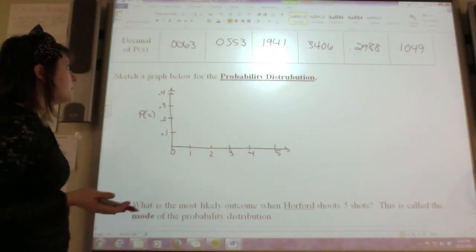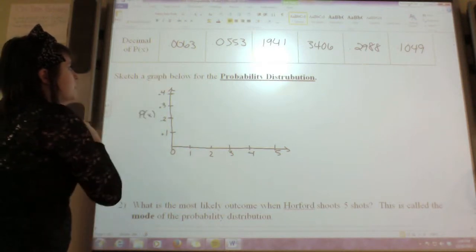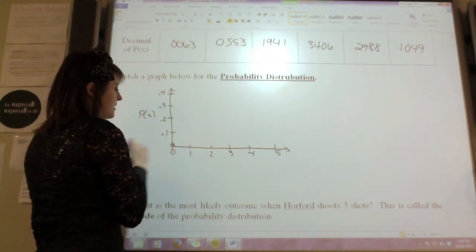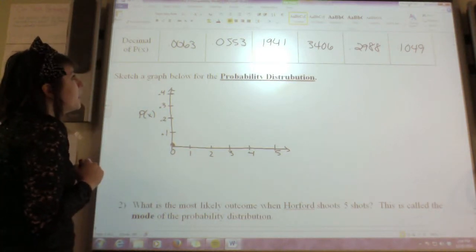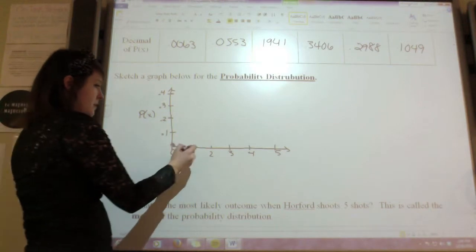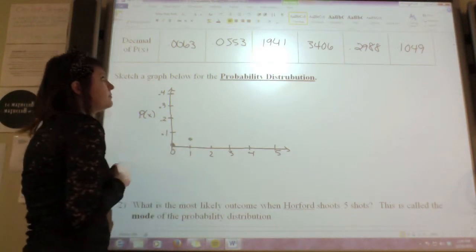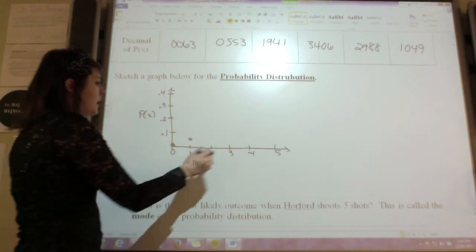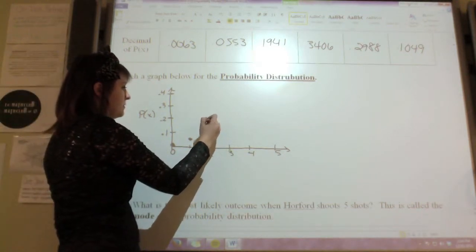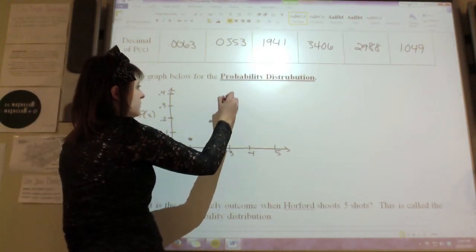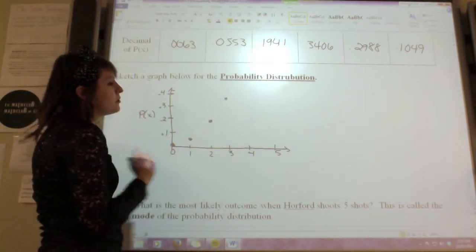Okay, so graphing this distribution here, for 0 I had 0.0063, so that's pretty much down here at 0. For 1, I had 0.0553, so that's about here. For 2, I had 0.19, which is at about 0.2. Then I had 0.34. And then I had 0.29.